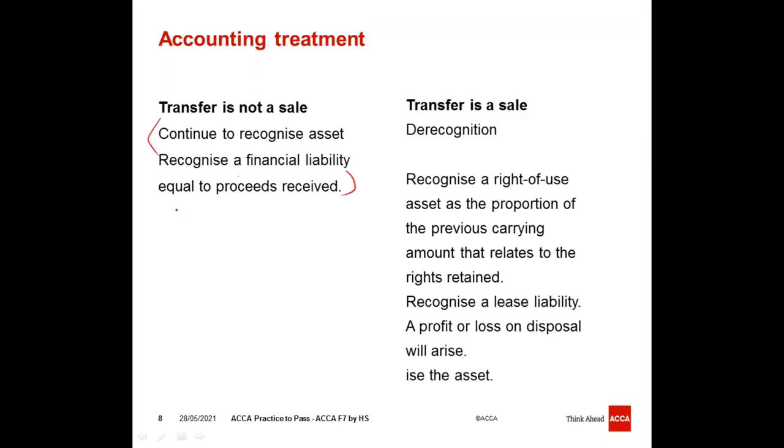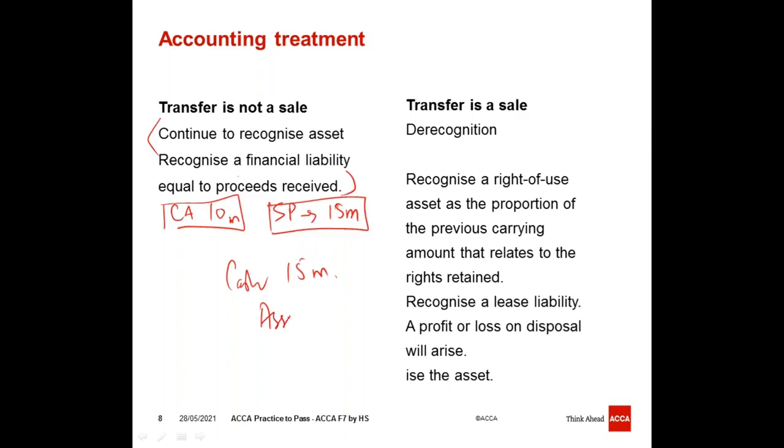Suppose in our books of accounts, the carrying value of the asset is 10 million, and we have sold this asset for 15 million. Normally, when we sell non-current assets, the accounting entry will be cash debit by 15 million, asset credit by 10 million, and gain credit by 5 million. So this is the normal treatment when we sell the asset to someone.